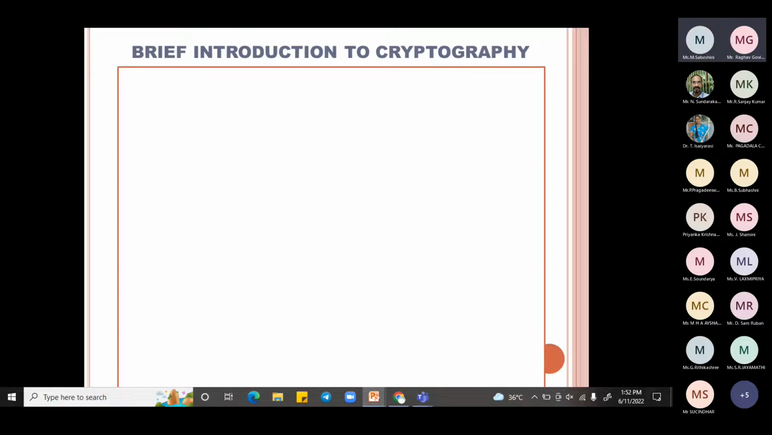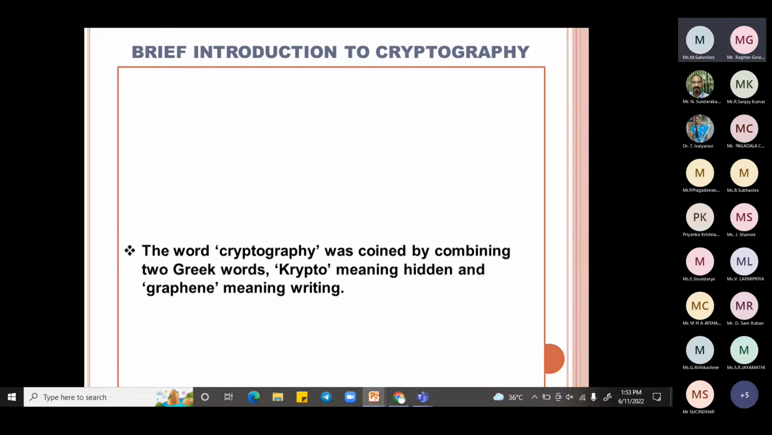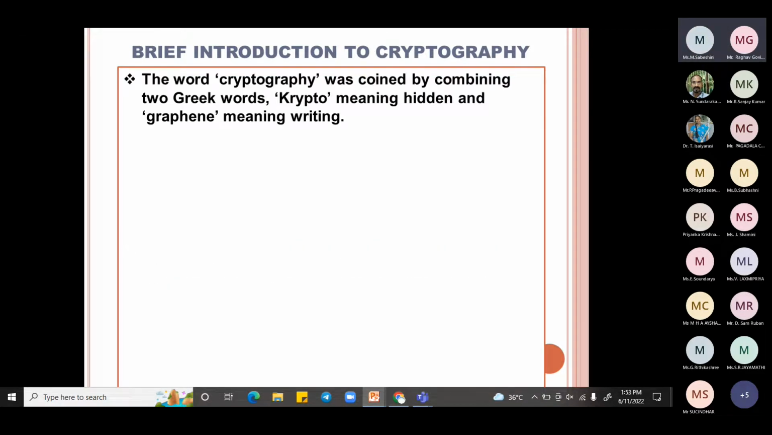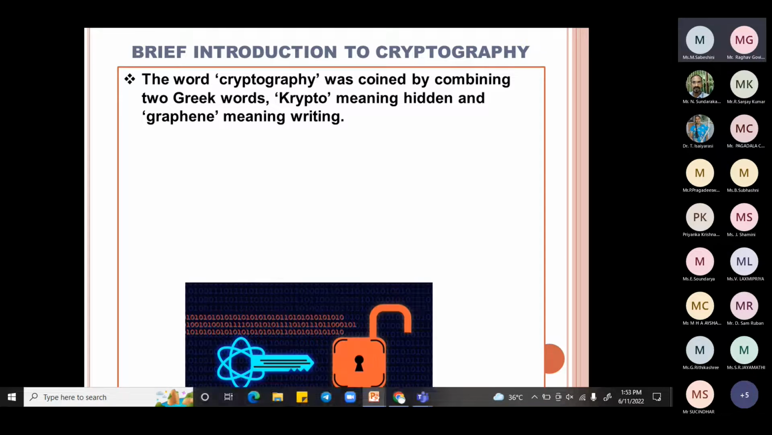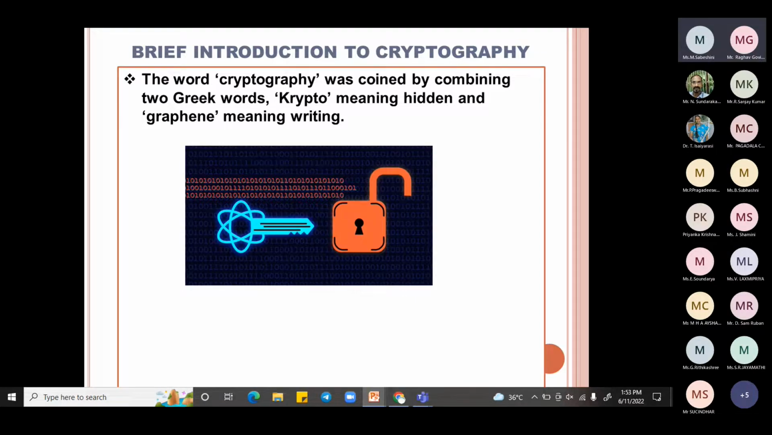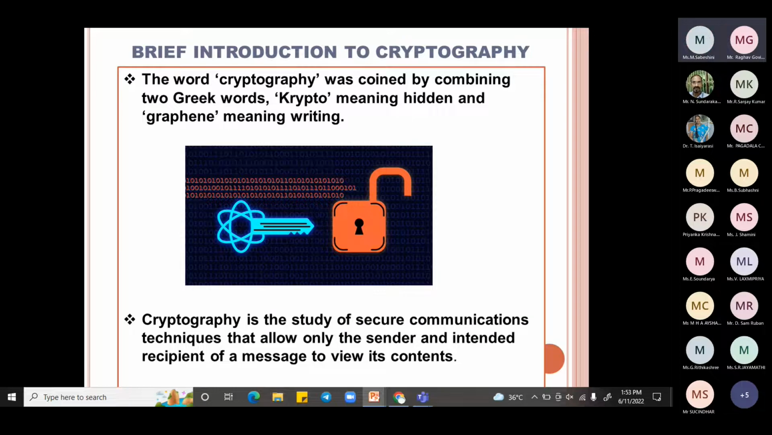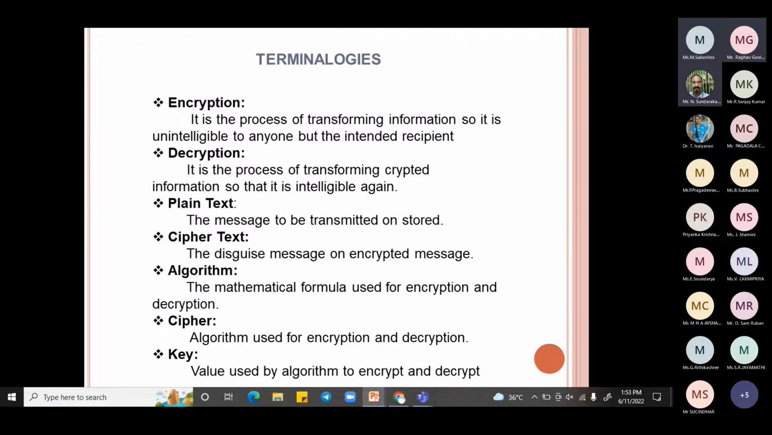First, let us give a brief introduction to cryptography. Cryptography is combined from two words, crypto and graphy. The word crypto means hidden and graphy means writing. It is not actually hiding writing. If you write something, the message will be hidden from the intruder and only received by the receiver. It is the study of secure communication techniques that allow only the sender and intended recipient of a message to view its contents.